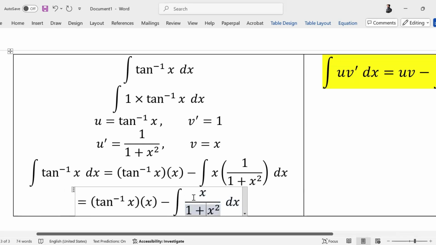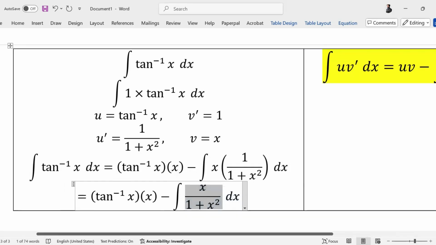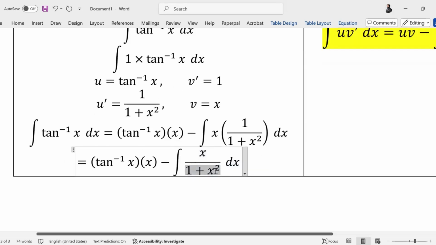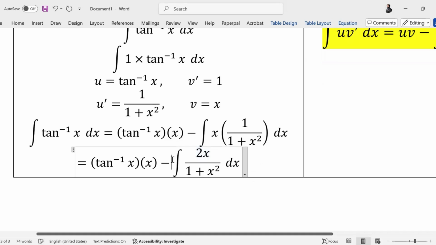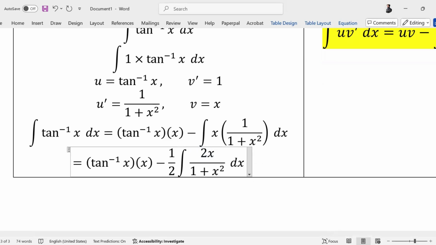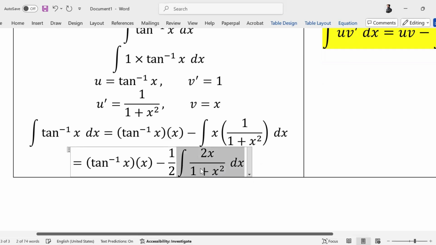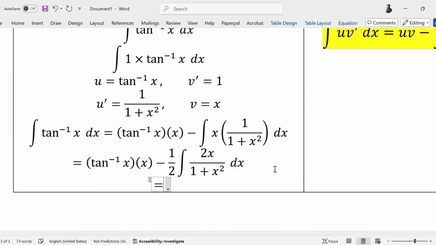Now how do I intend to integrate this? In the denominator I have 1 plus x square. What is the derivative of 1 plus x square? Derivative should be 2x. I already have an x in the numerator. Very good. I just want to multiply this by 2. If I multiply this by 2, I will also have to multiply by half, so that I do not end up changing anything. Now I get this in the form, the function is in the denominator and the derivative is in the numerator. So how will this integrate?